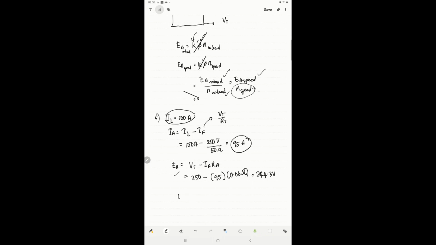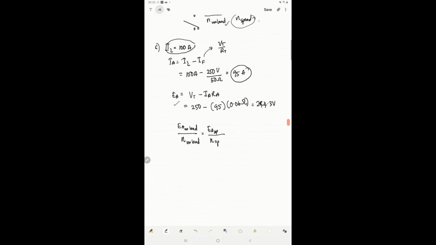Now we already know the EA at this speed, and we simply want to know what the speed is. So EA at no load over N at no load is equal to EA at the speed that we want to know. EA at no load, we know it's 250 volts, and the speed is 1200 RPM. Now this EA that we just found out is 244.3 volts, and so this speed is equal to 1173 RPM.